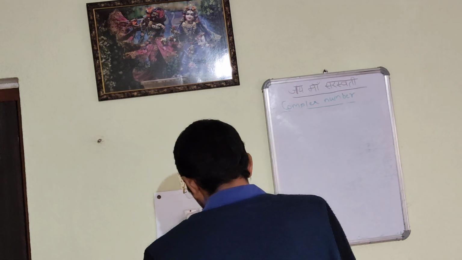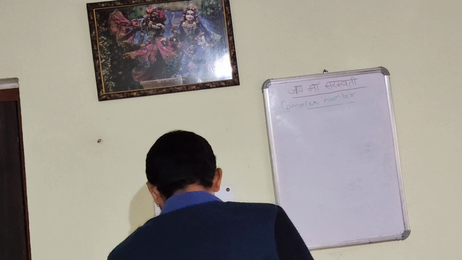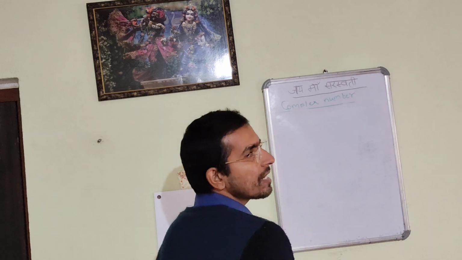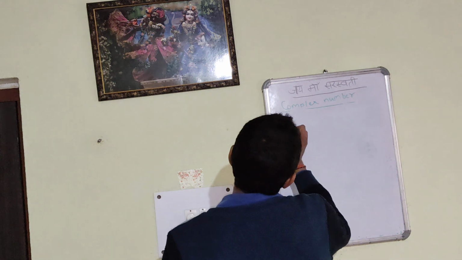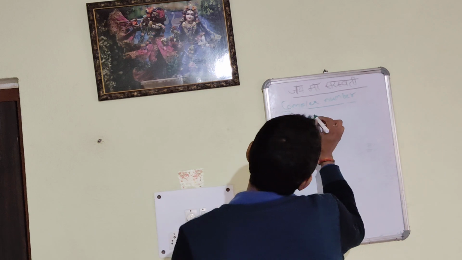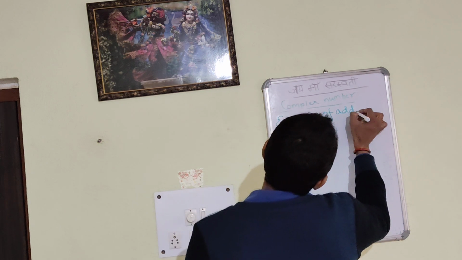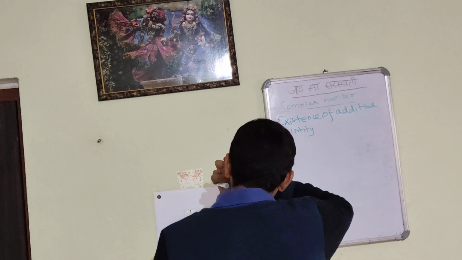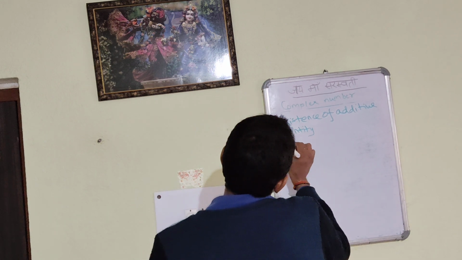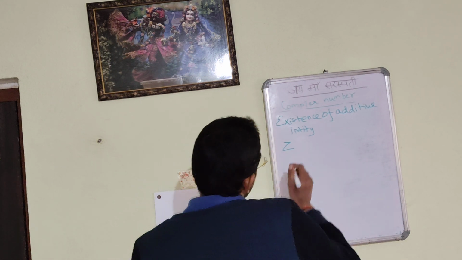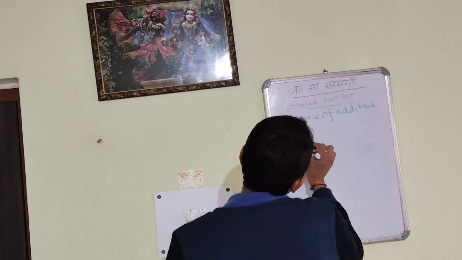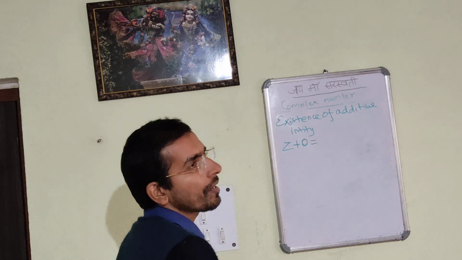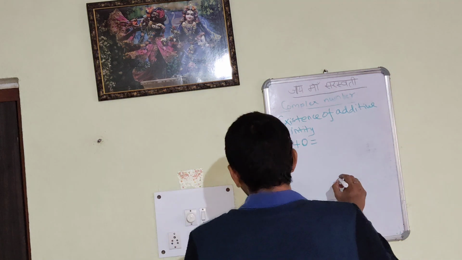Now we are switching over to the next topic of the complex number, that is the existence of additive identity. Suppose any complex number Z is there, and we are adding this complex number with 0, understood? Then in that case it will follow the first trend, that is commutative nature. That is, it will be equal to 0 plus Z.